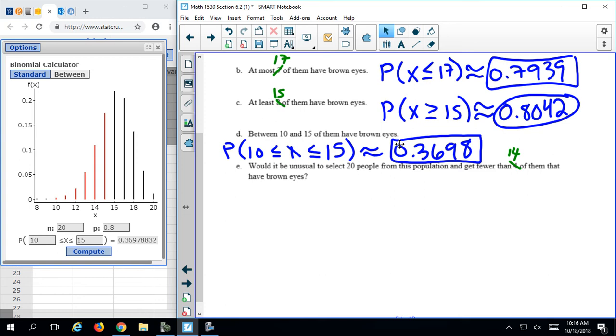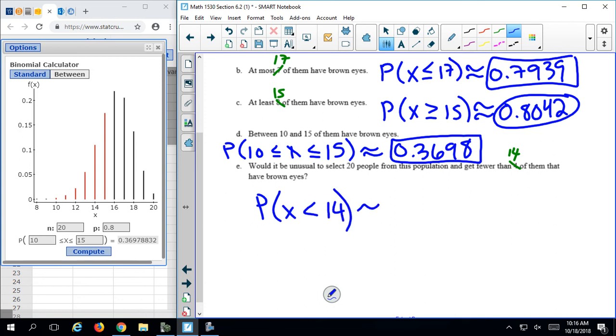Part E says, would it be unusual to select 20 people from this population and get fewer than 14 of them that have brown eyes? So fewer than 14, what's the symbol? Less than, right. So I need this probability to determine if it's unusual. So just less than 14.